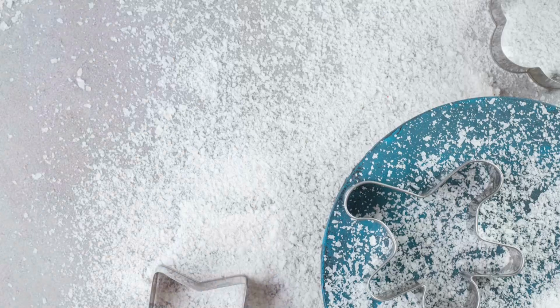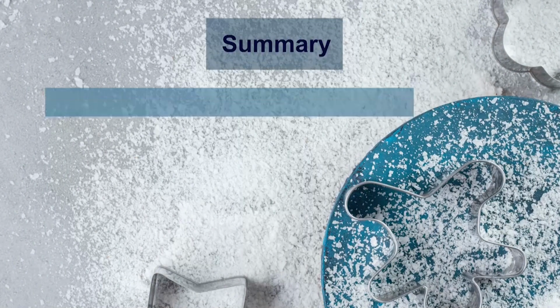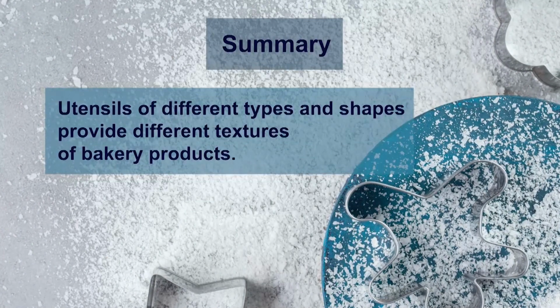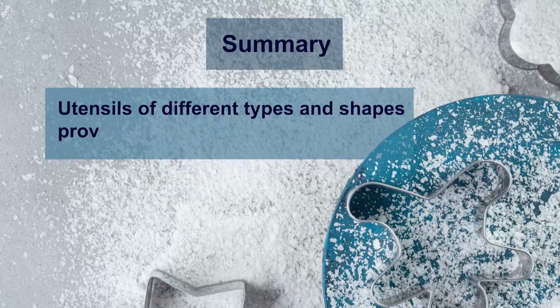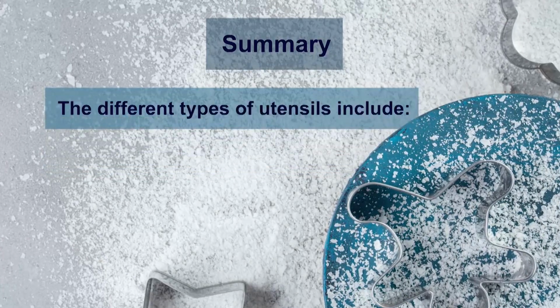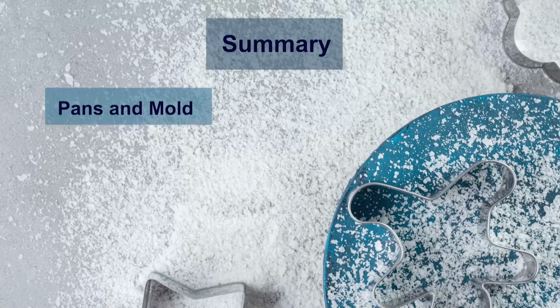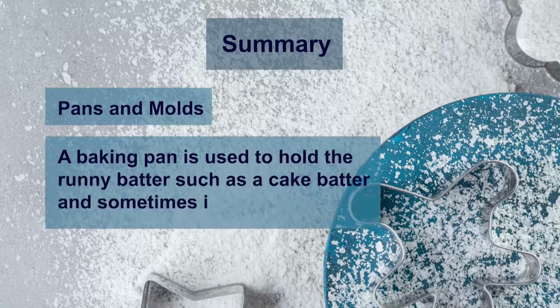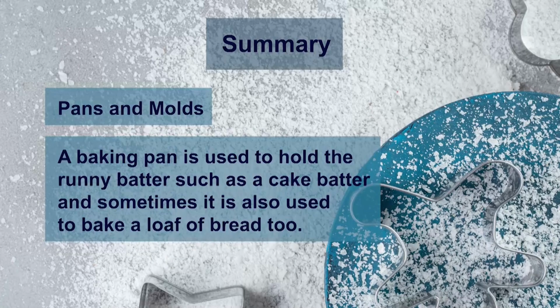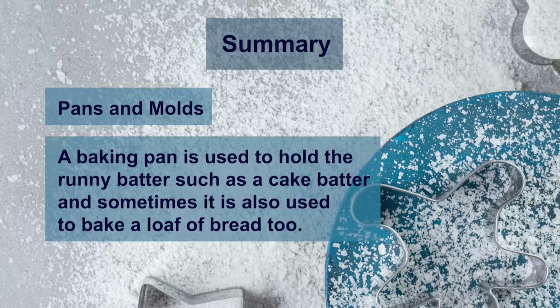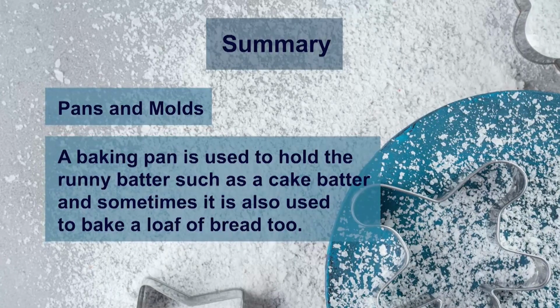Students, now let us summarize what we have learned in today's lecture. Utensils of different types and shapes provide different textures to the bakery products. The different types of utensils include pans and molds. A baking pan is used to hold the runny batter such as a cake batter, and sometimes it is also used to bake a loaf of bread too.